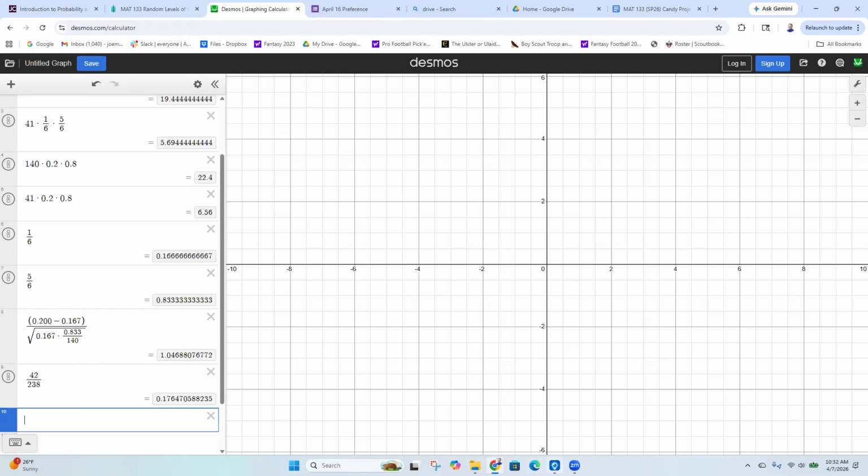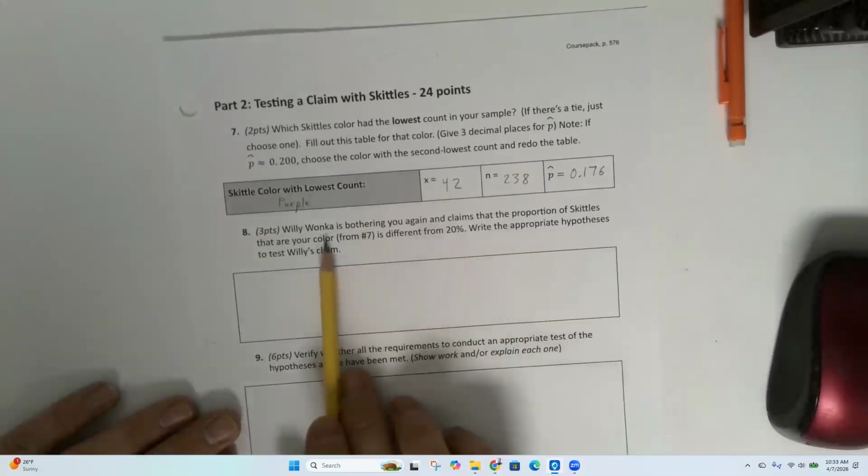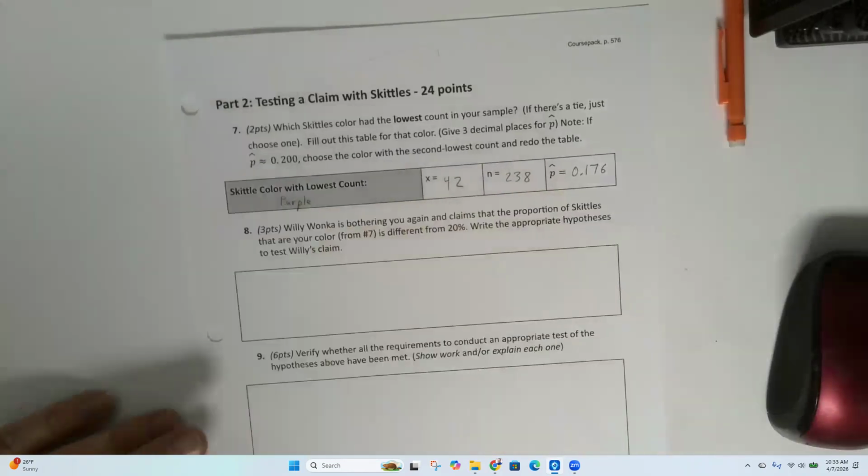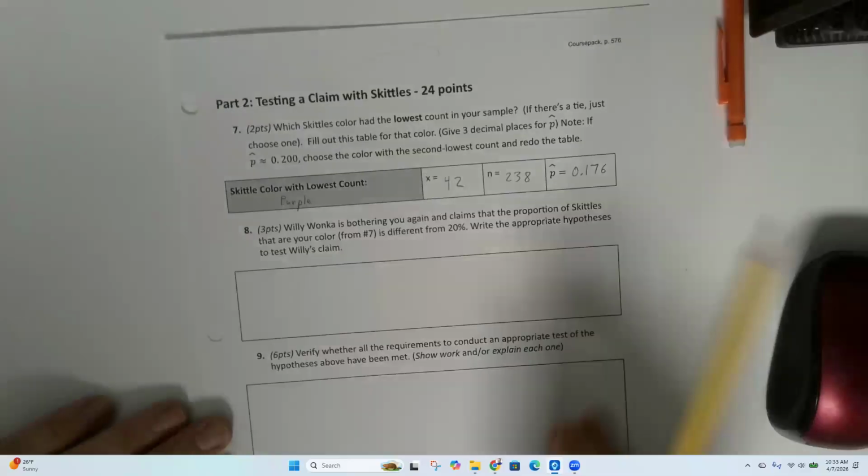All right. And that looks fine. If your p-value is close to 20%, choose the second color. Yeah, we don't need to do that. This is far off enough.